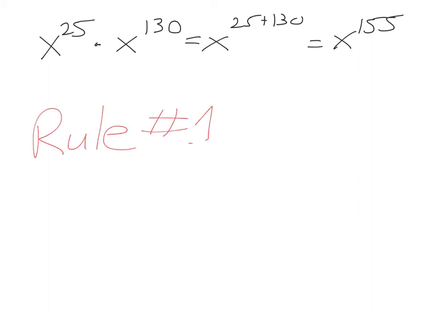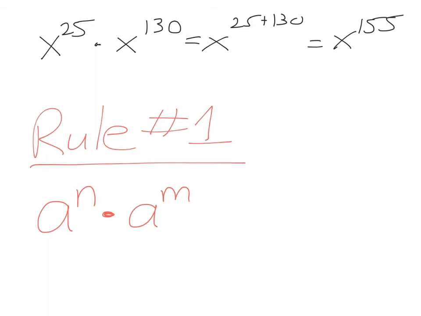So this gives me rule number 1. And these are generic rules. Rule number 1 says if I have any base raised to the nth power, and I multiply it by the same base to the mth power, then this is equal to that base, we don't change the base, to the n plus m power.